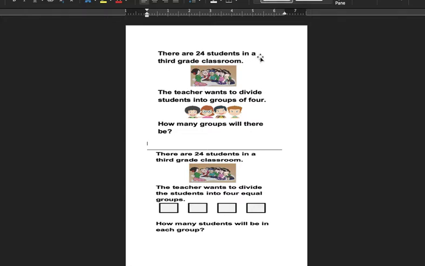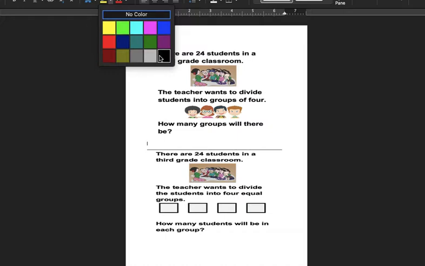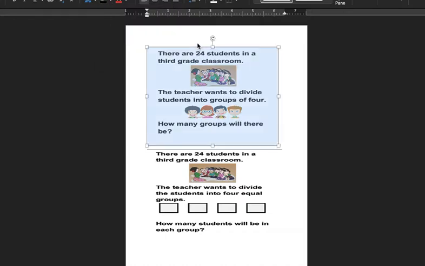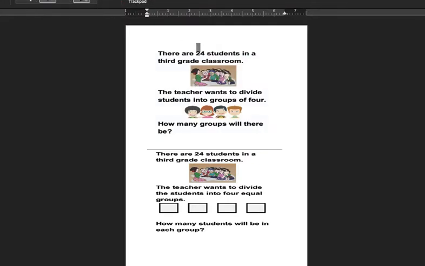There are 24 students in a third grade classroom. The teacher wants to divide students into groups of four. How many groups will there be? Hmm. So remember, I'm just doing this first story and I'm thinking in my head, what is this story about without any numbers? Just for right now, I can even clear out some of the numbers. So it's a little bit easier when we think about this.